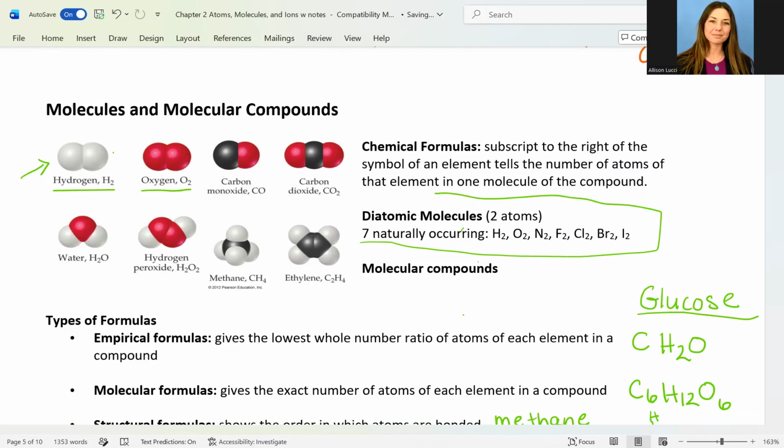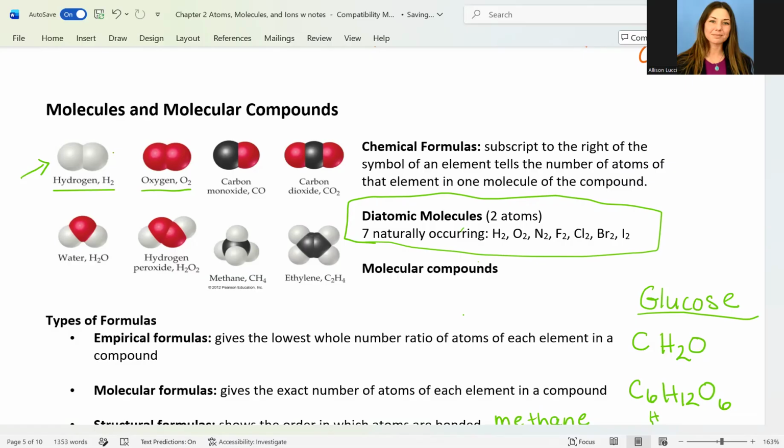These will always have 2 atoms together of hydrogen, oxygen, nitrogen. Then there's fluorine, chlorine, bromine, and iodine. So I would remember these 7 naturally occurring diatomic molecules, which again means that there's 2 of the same atom.